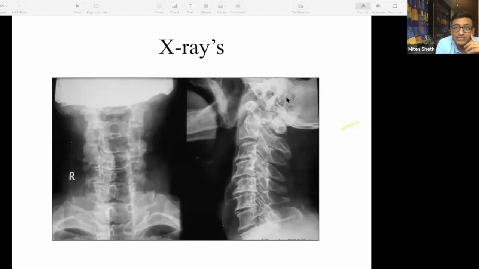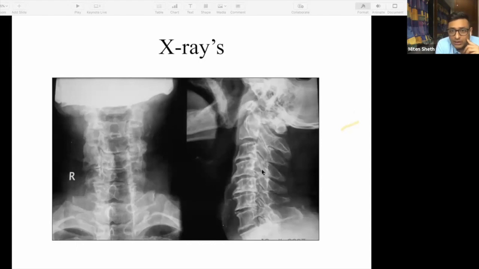If the degenerative changes are very bad, and you see this space, the foramen, is completely obliterated, there is a posterior osteophyte formation.